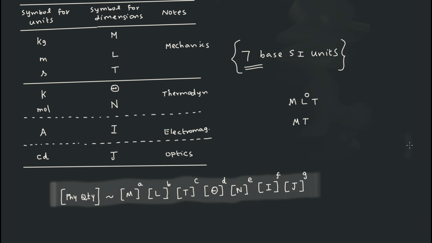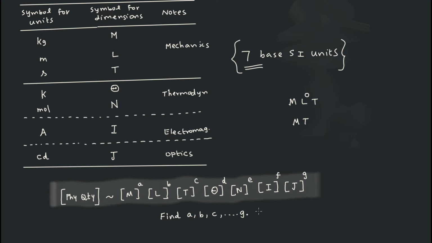Okay, this is the important conclusion. It is like one equation. So every physical quantity can be expressed like this, where you have to find, by suitable analysis, the values for a, b, c, d, etc. up to g. All these numbers you have to find out.